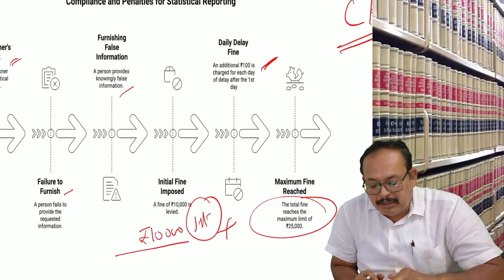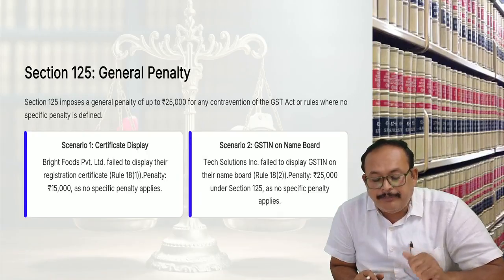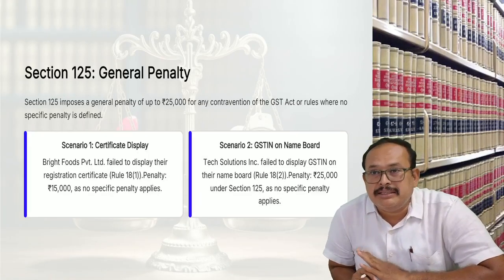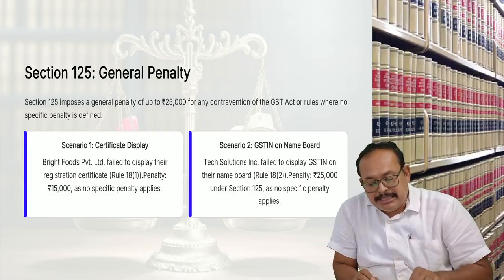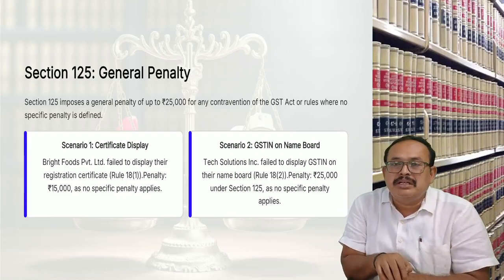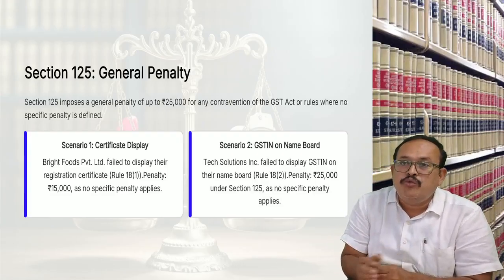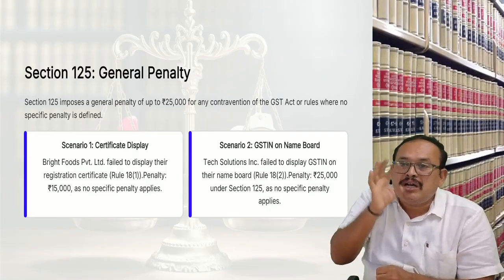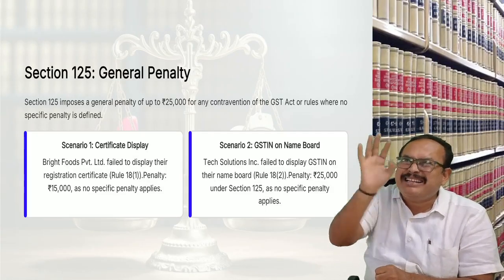Now please come back. Section 125, general penalty. A penalty is imposed under 125 for a transaction for which no specific penalty has been prescribed.